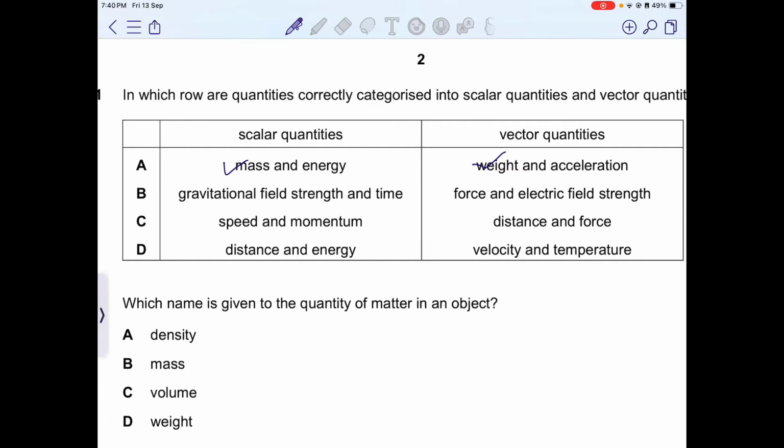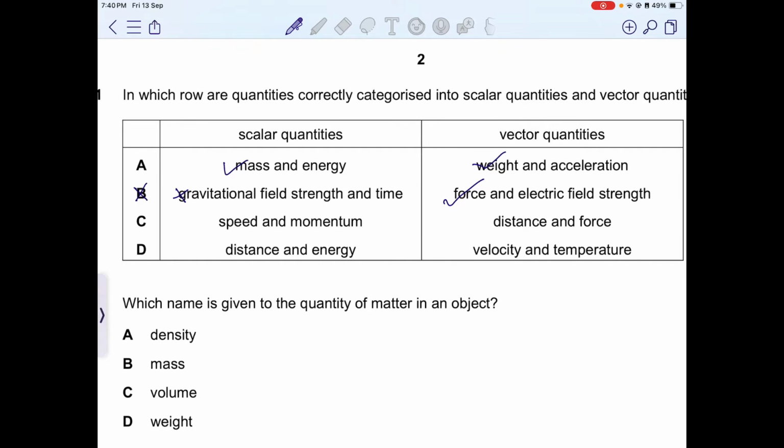Now here in option B, the scalar quantities include gravitational field strength. Any type of field strength, including gravitational and electric field strength, is not a scalar quantity. So this option can be dismissed. Time is a scalar quantity. Force and electric field strength, again they both are vector quantities. But again, one part, the scalar quantity, is not correct, so indeed we can't choose option B.